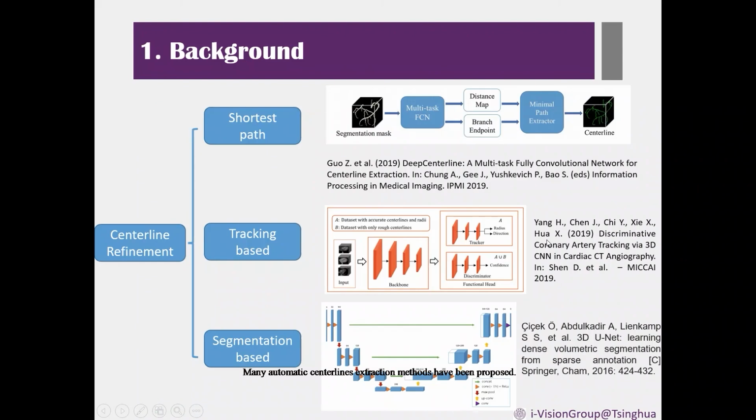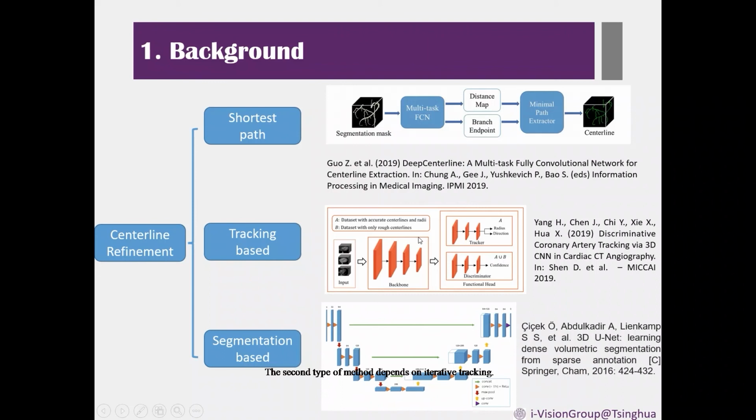Many automatic centerline extraction methods have been proposed. Existing coronary artery centerline extraction methods can be roughly divided into three categories: shortest path, tracking-based, and segmentation-based. The key to the first method is to define an appropriate cost function, which is smaller for points on centerlines than those on other locations. In recent years, some work combine neural networks to define costs. However, these methods generally require numerous manual interactions, and there may be shortcuts of the true centerlines.